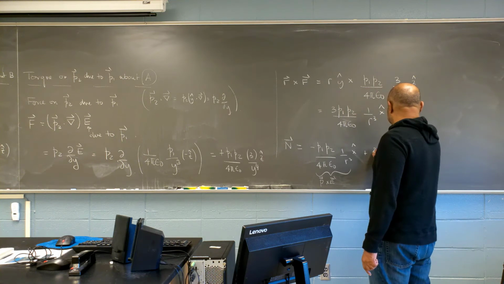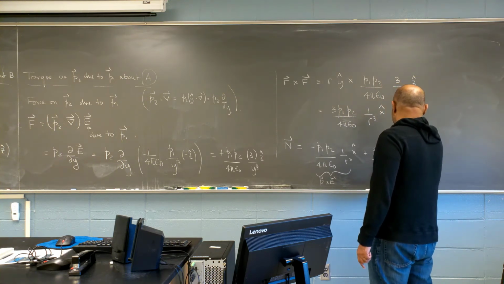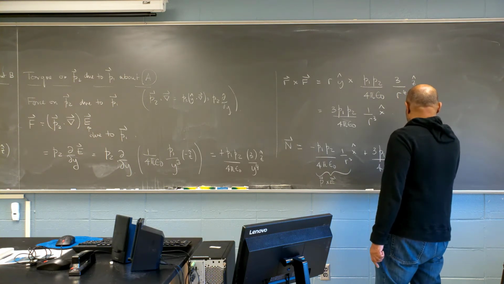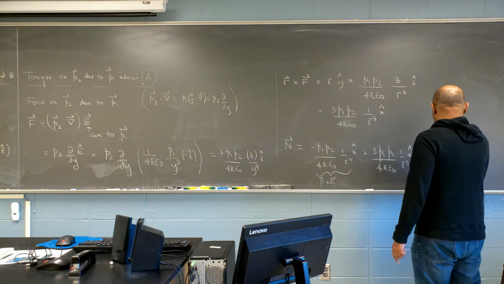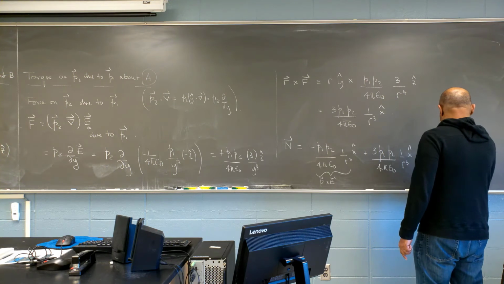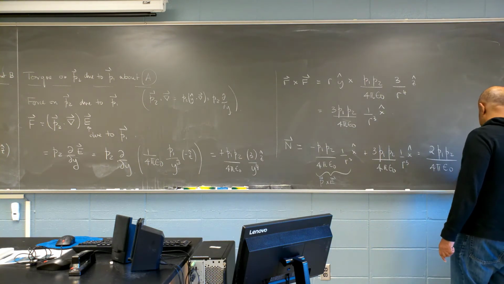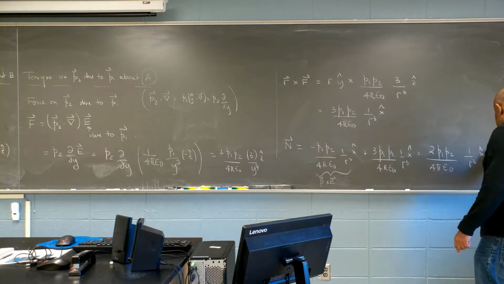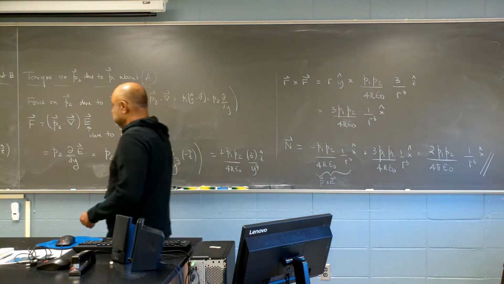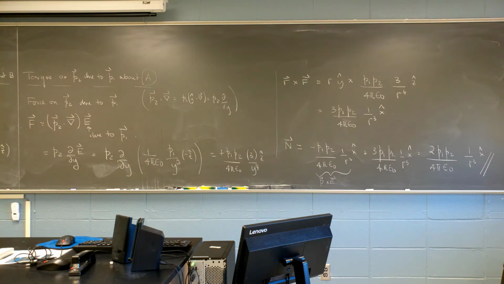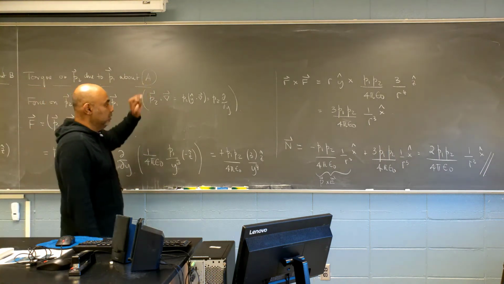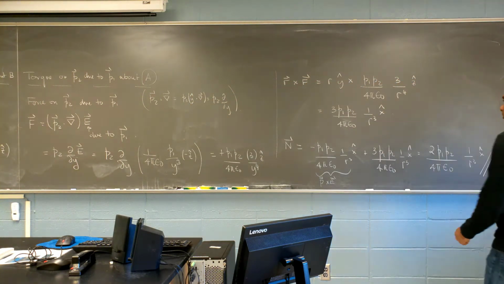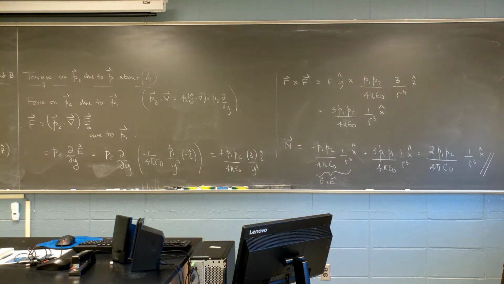Now plus the R cross F. Compare it to both about point A, and we find that torque on P2 due to P1 about A is equal and opposite to the torque on P1 due to P2 about A, about the same origin.